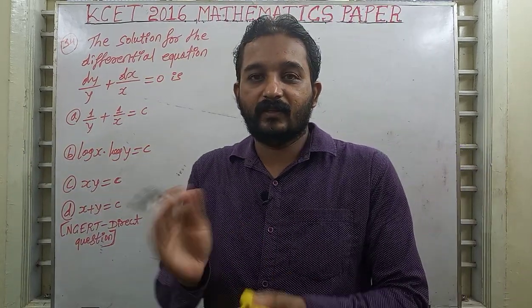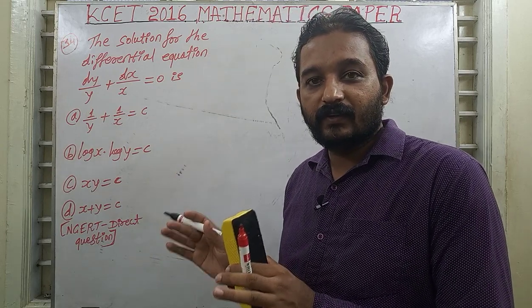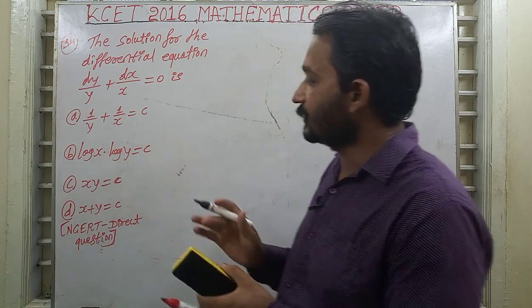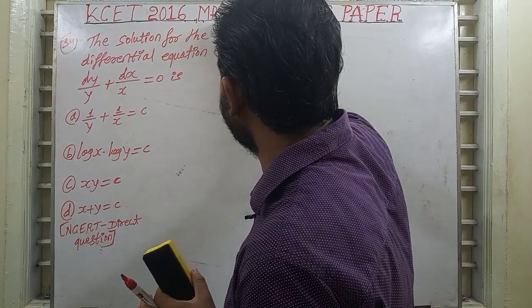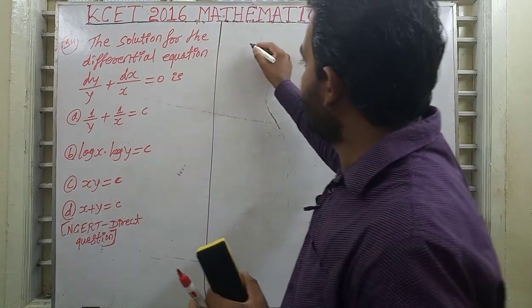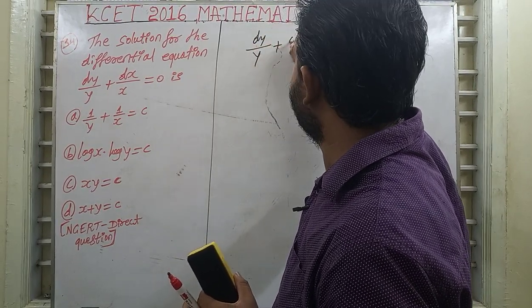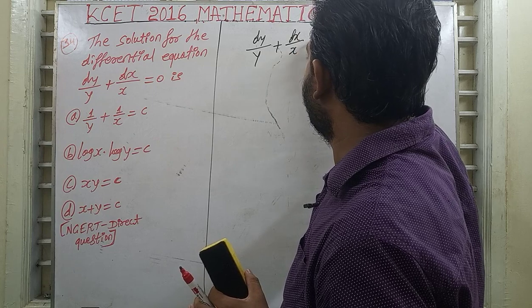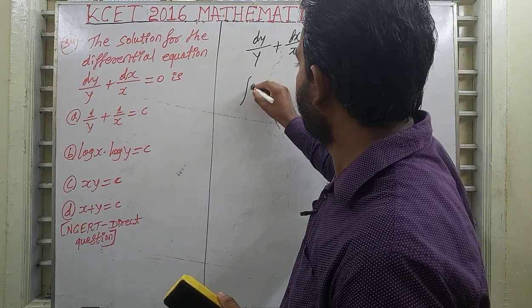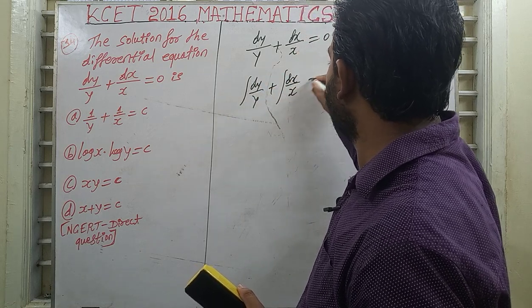This question is based on the chapter differential equation, particularly finding the solution of the differential equation by using the variable separable method. So direct question, easy question, NCERT direct question, we can solve this question easily. So already separated, let us take this differential equation, dy by y plus dx by x. Variables are already separated. Now apply integration on both sides. Dy by y plus dx by x is equal to 0.